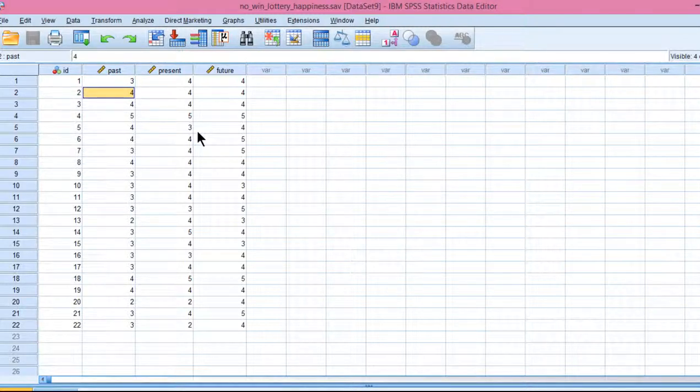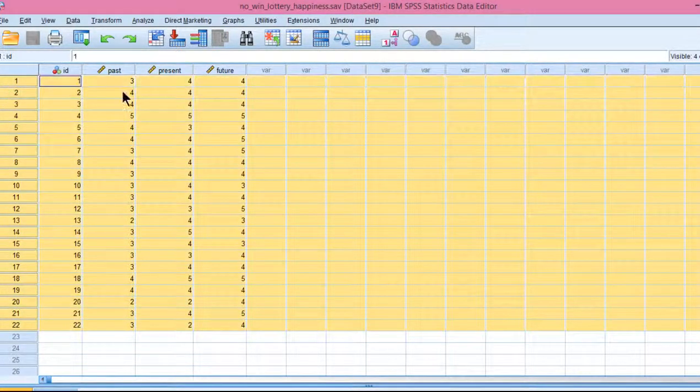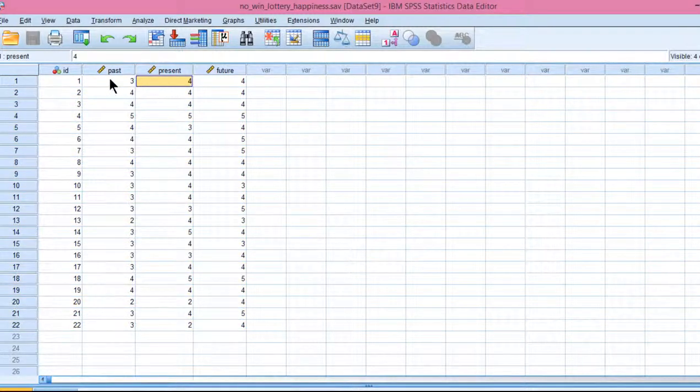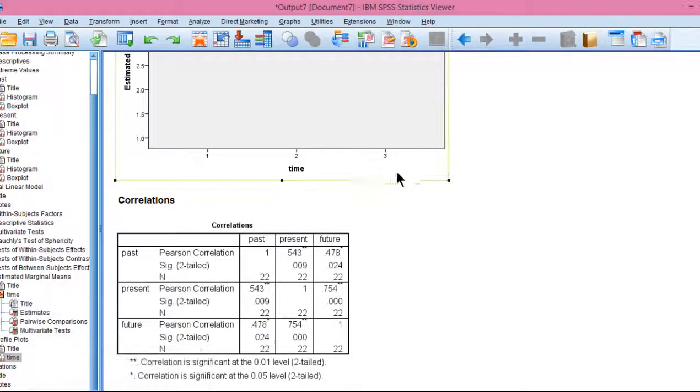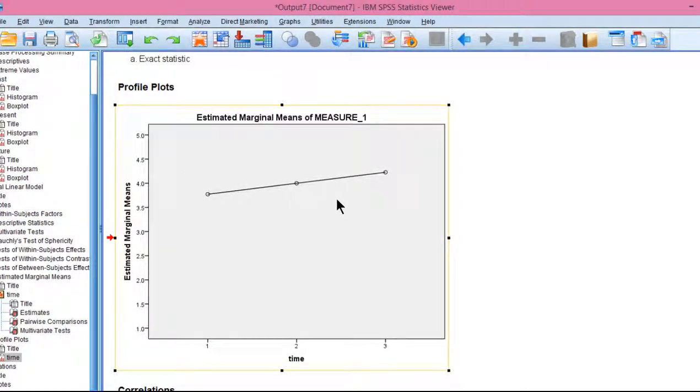So what we have here are people who reported their life satisfaction or happiness with life across past, present, and future. And these are people who did not win the lottery. So 22 people provided ratings for their happiness levels in the present, past, and future. And this is important because we want to have some sense of comparison with people who do win the lottery, which I've looked at in the previous example. And you'll recall that the chart looks something like this.